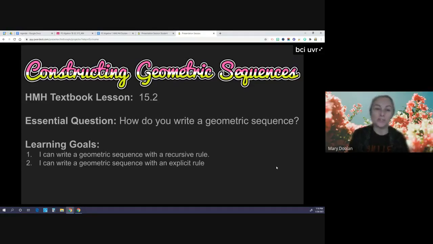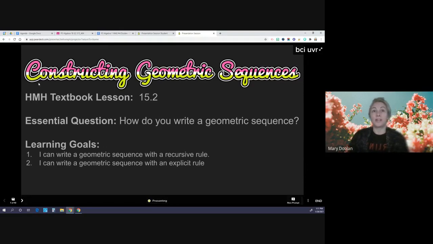All right, so this is constructing geometric sequences. So we have identified geometric sequences, where if you look at a sequence of numbers and it turns out that you're multiplying by the same number to move forward each time, that's a geometric sequence, where they have the common ratio between any two consecutive terms. And so today we're going to look at how we can construct them, which means these learning goals here.